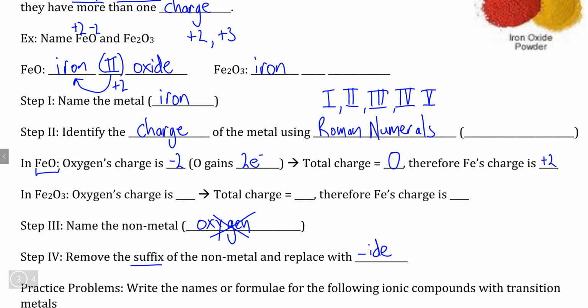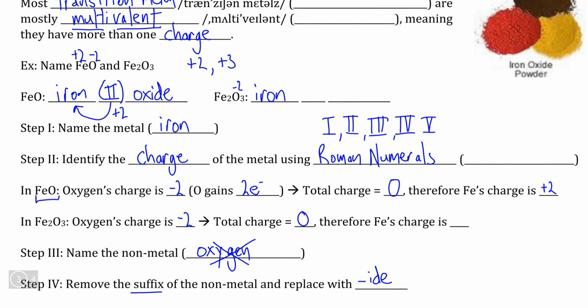Now if we apply this again to Fe2O3, let's go through this overall process. So we remember oxygen has a charge of negative 2, and the total charge of the compound needs to be 0. So if we do this, we have 3 oxygens, negative 2 times 3 oxygens would be a total charge of negative 6. Now, to cancel this out, we need a total of positive 6 charge from the iron in order to cancel this out.